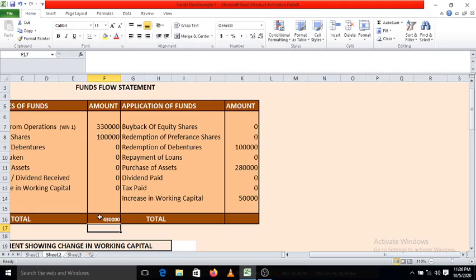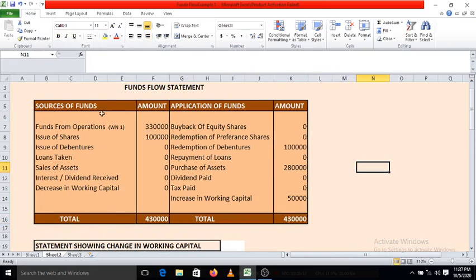So total sources side 4,30,000, you can check out. Application side 1 lakh plus 2,80,000 plus 50,000. Your fund flow total is also the same, that is 4,30,000. So it means our fund flow statement is correct. You can check out, this is our fund flow statement, total is matched 4,30,000.